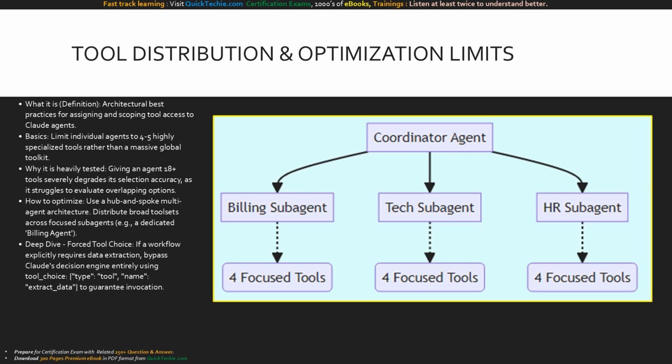This visual proves the hub-and-spoke tool distribution model. Instead of a monolithic agent overwhelmed by a dozen options, the coordinator simply routes the conversational intent to a highly specialized subagent. Notice that the billing subagent, tech subagent, and HR subagent each only possess the 4 tools strictly necessary for their domain. This isolation ensures flawless tool selection.